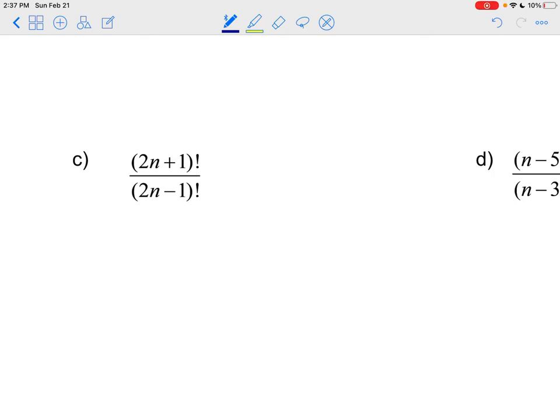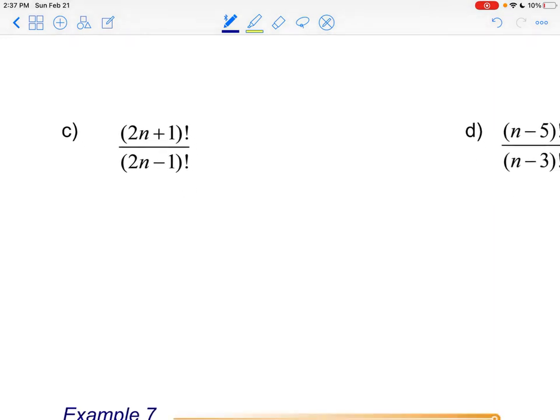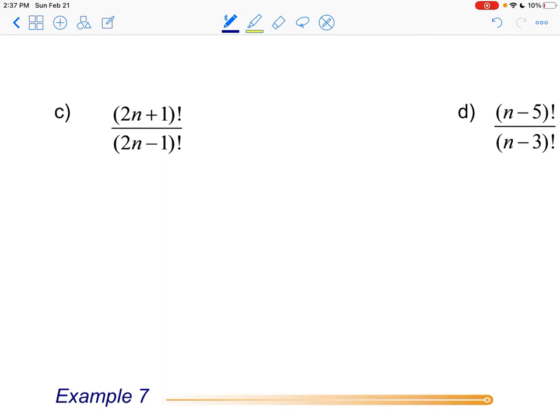Okay, so now we have example 6c in section 2.2. This is going to look a lot like the last example. I can scroll and make a little more room there. So again, start with the larger factorial. So the one on top with the plus 1 is larger.